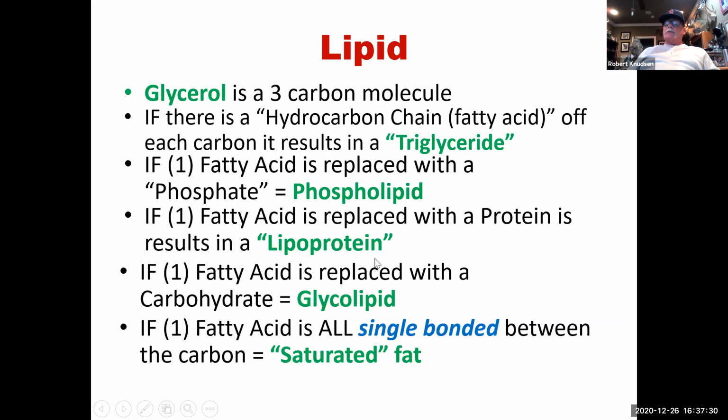A saturated fat means it's saturated with single bonds between the carbons. And I'm going to show you a picture of this in a minute. So you have a carbon, single bond, carbon, single bond, carbon, single bond. That's a saturated fat, and it's a solid. There's your test question. It is a solid. When it has one or more double bonds between the carbons, it's called unsaturated. If it has one, it's monounsaturated. If it has two, it's diunsaturated. If it has a whole lot of them, it is called polyunsaturated.